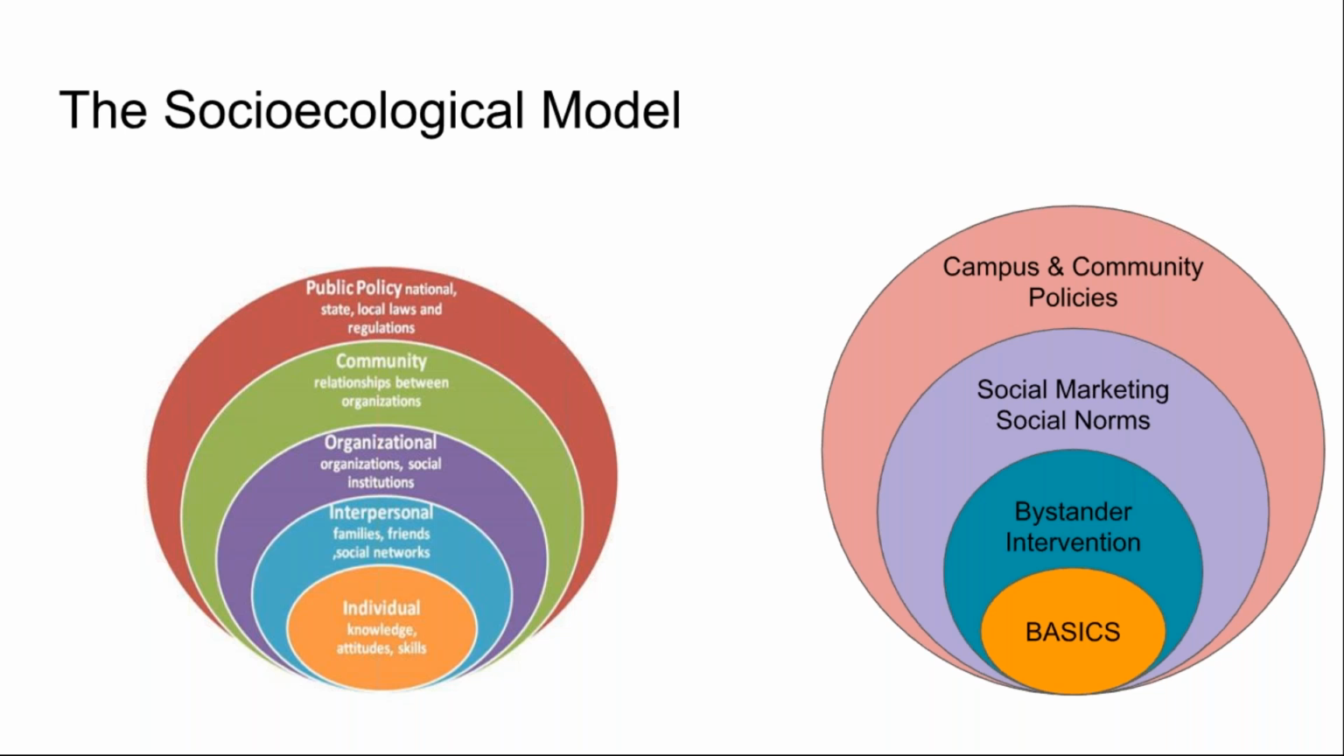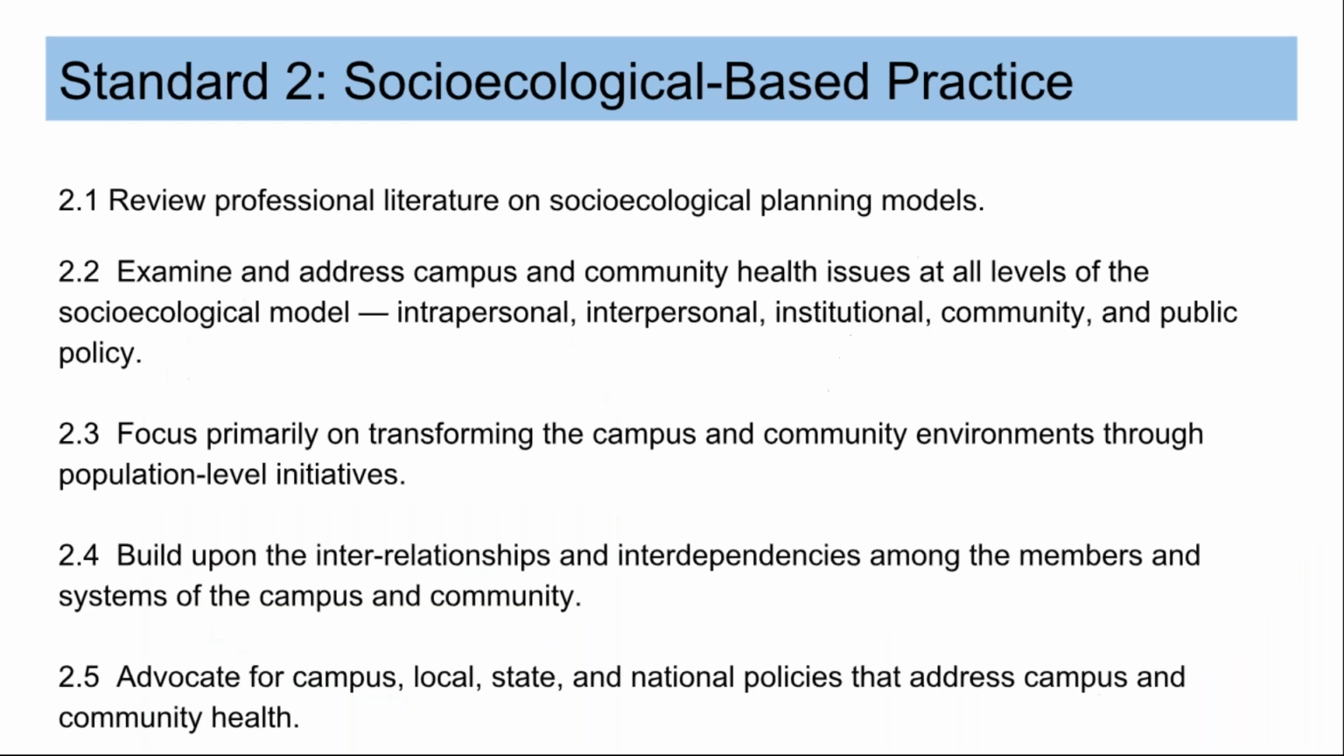So what our standard tells us is that we should be focused on all levels of the socio-ecological model, and we should prioritize our population level initiatives. So as we move out on that model, we have what we might think of as more bang for our buck, and things like policy being so impactful on behavior that we want to make sure we're focused on population level initiatives and not only looking at our individual level interventions.